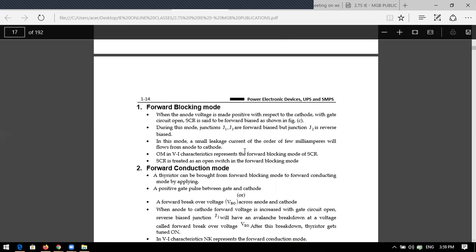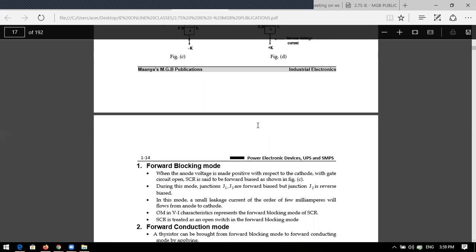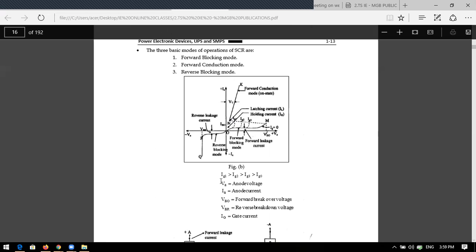So after reaching some VBO, what will happen? It will go into the forward conduction mode. How will it go into forward conduction mode? By 2 cases. What are the 2 cases? First case, you have to apply a gate pulse externally. So anode to cathode voltage is positive and you have to apply a gate voltage.